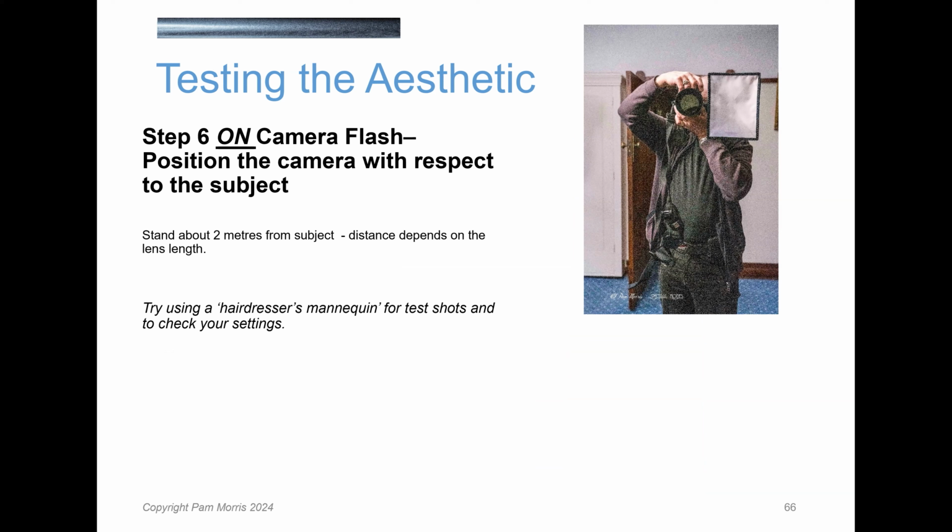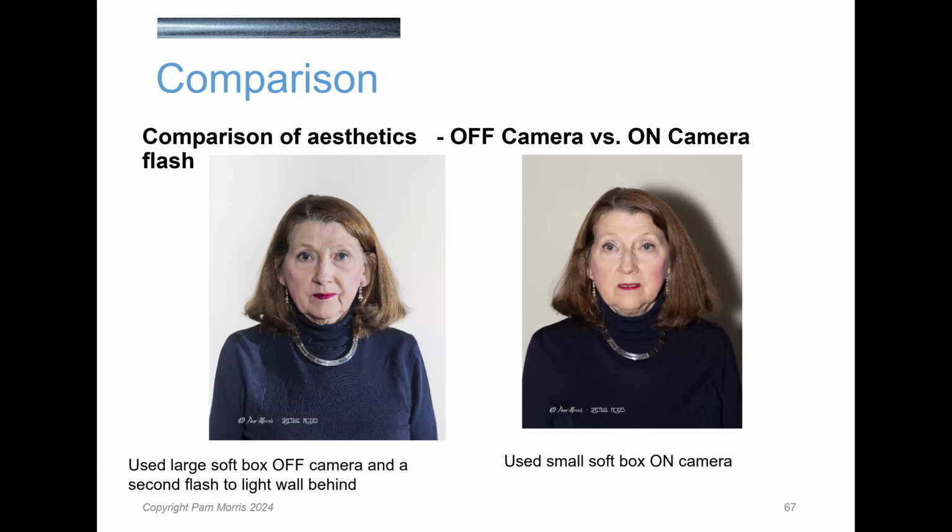For the on-camera shot, we just put the flash directly on the camera and put a softbox on it and stood the same distance away, did some test shots. So these are the differences between these two shots.